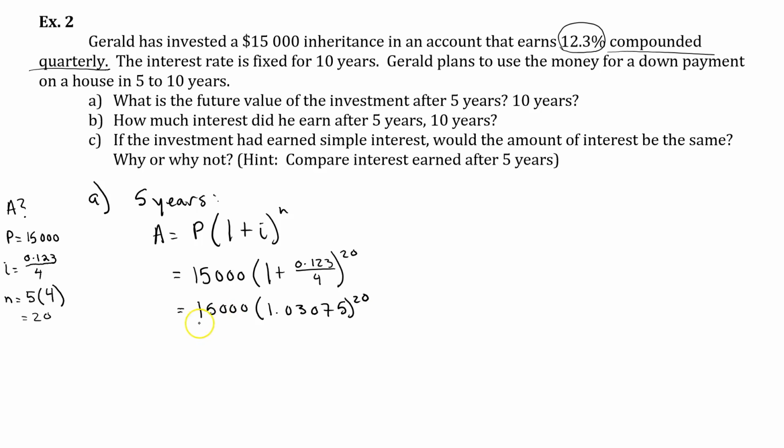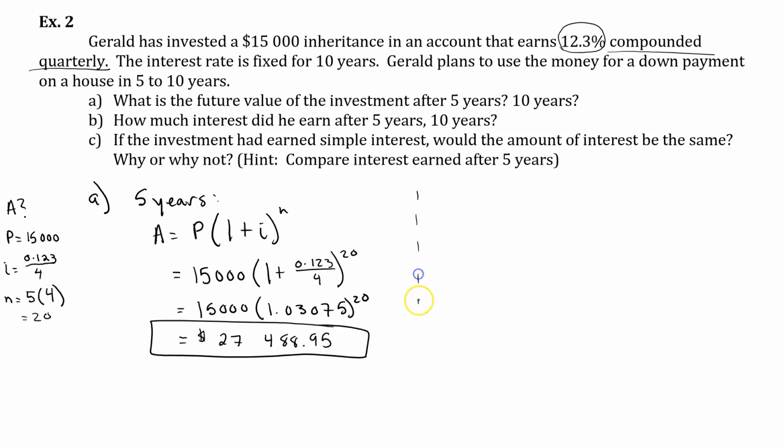Into our calculator. So when I say 15,000 times 1.03075 raised to the power of 20, we get 27,488.95. So let's remind ourselves what this means. It means that after 5 years, he invests $15,000, and after 5 years, the future value, the total amount that he'll have in that investment is $27,488.95. What about for 10 years?